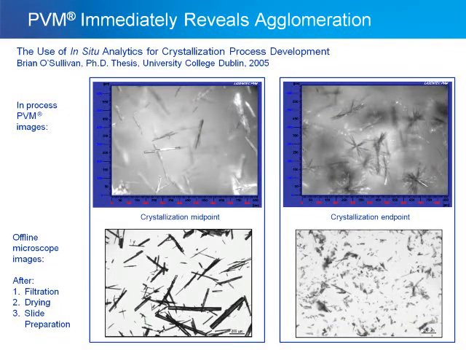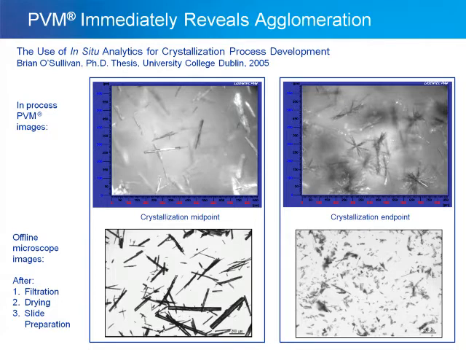In this example, we look at a paper from the University College Dublin. It's actually a PhD thesis, where they compared inline PVM images to offline microscopy images. You can see on the left, the top images are PVM in-process images, and at the bottom, the offline microscopy images after filtration, drying, and slide preparation. So they look similar on the left.